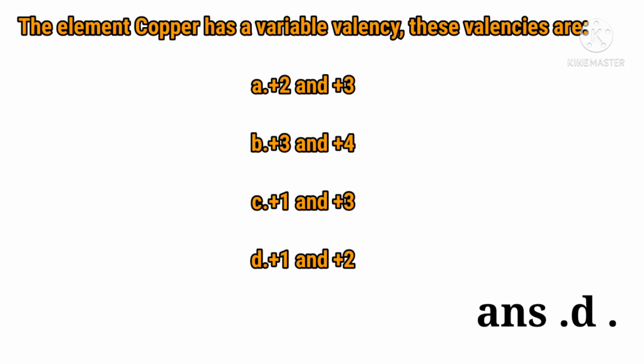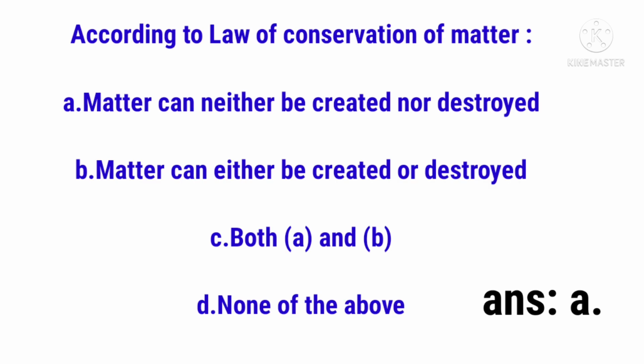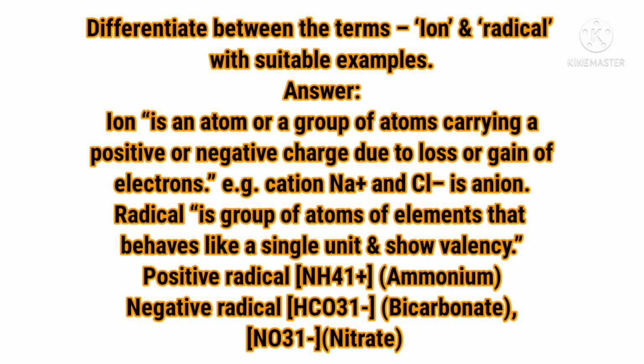Next, the element copper has a variable valency. These valencies are 1 and 2. The atomic number of phosphorus is 15. The electronic configuration of phosphorus is 2, 8, 5, option A. According to the law of conservation of matter, matter can neither be created nor be destroyed. Answer is A. Differentiate between the term ion and radical with suitable example.